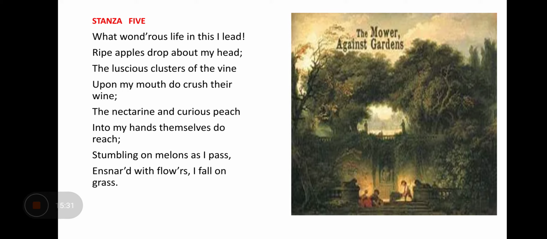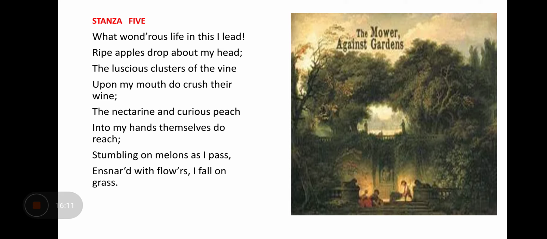The nectarines and the exquisitely formed peaches come into my hands of their own accord without making any effort. The melons grow on the ground in such plenty that as I walk, my feet strike against them, and my walking is obstructed and entangled among the flowers. I fall down on the grass. The beautiful life of the poet, as he imagines it in the company of nature, he describes in this stanza.